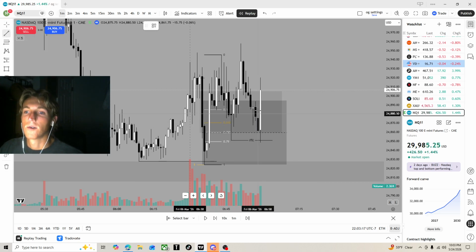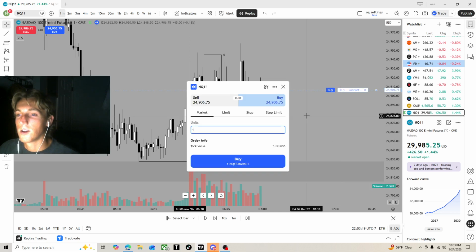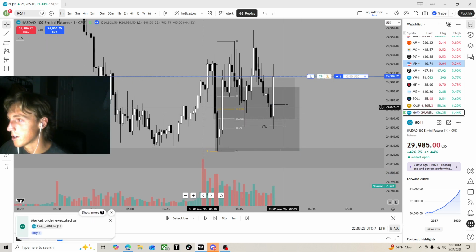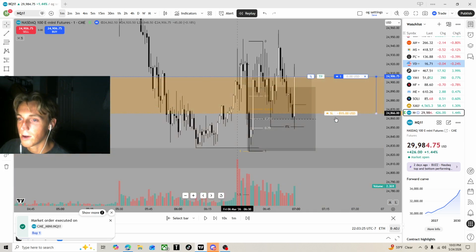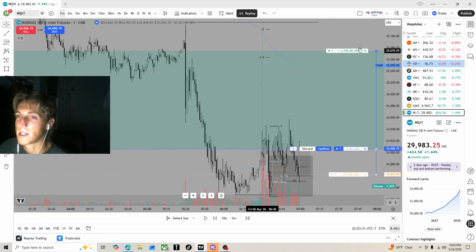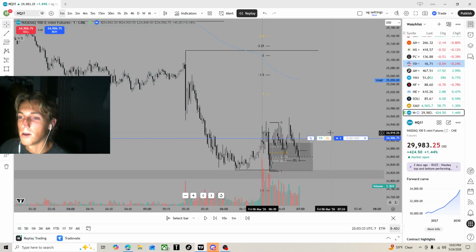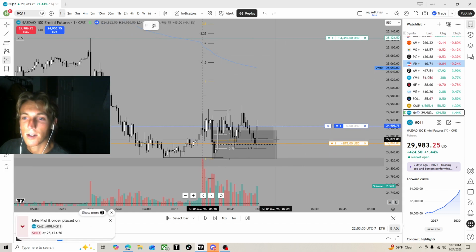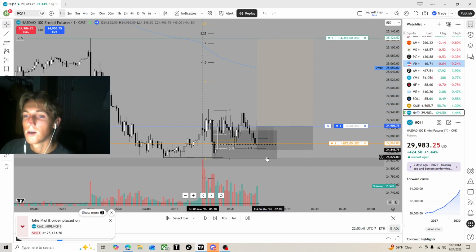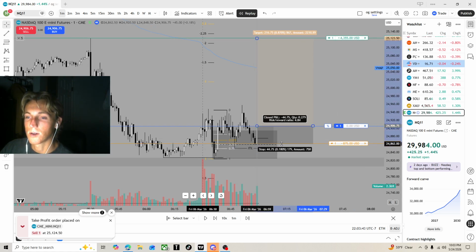So what can we do? Take our entry off of that. You could even take your entry off of like the first time we rejected it on like 30-second time frame. That'll give you better entries and higher RR, but your win rate will be sacrificed a little bit. But you can see we can just target the 2 deviations. That's going to be our first target for everything. You could also leave runners up to the -3, which is the full low resistance liquidity.